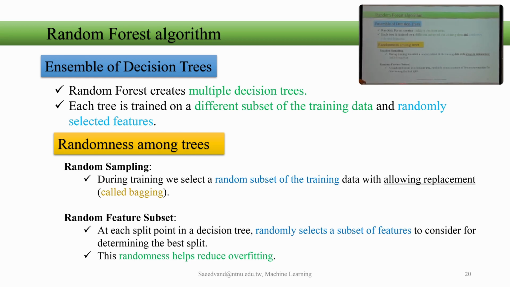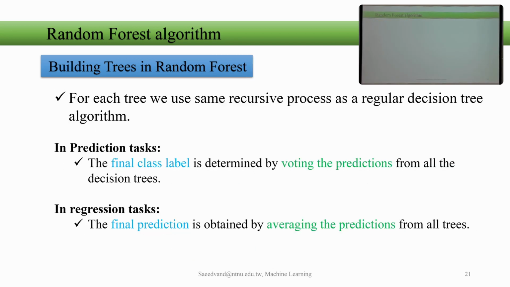So random feature subset, I explained, means randomly selecting a subset of features for your random forest trees. So randomness, I have a point here, also helps reduce overfitting. We say, okay, if we want to build trees in random forest, for each tree we use the same recursive process to construct it. Exactly the same process that we studied for decision tree construction. That process is the same, we don't change it.